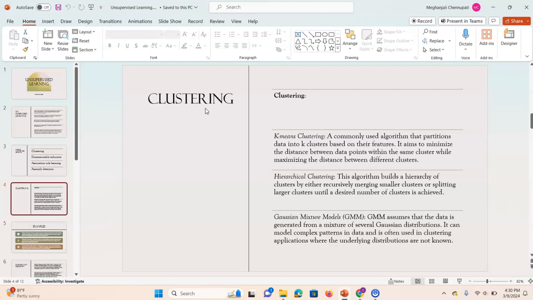So how can you do this with the help of the clustering technique? There are three different types of clustering: k-means clustering, hierarchical clustering, and Gaussian mixture models. First, we'll understand clustering. Clustering means you're grouping them based on some criteria. That is called clustering. The first one is k-means clustering.